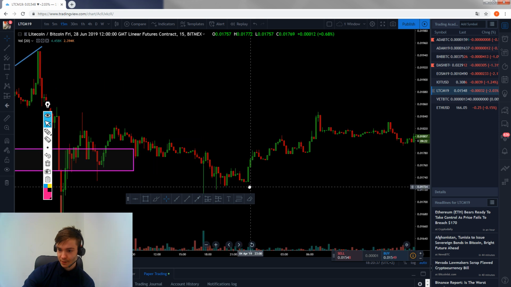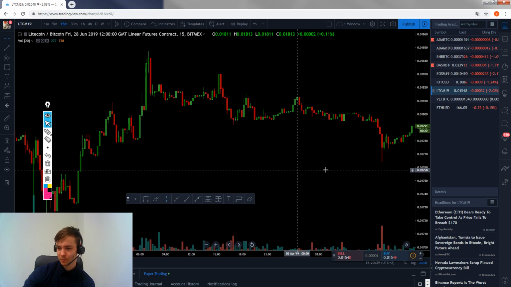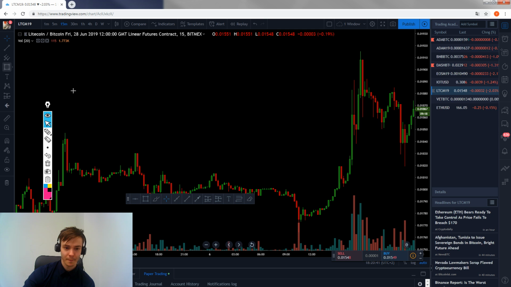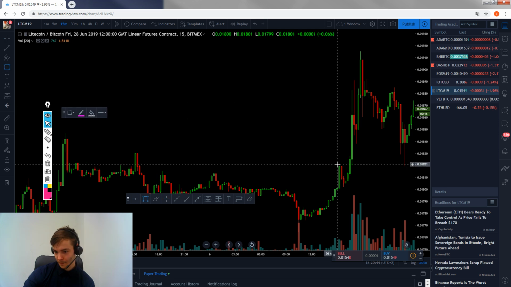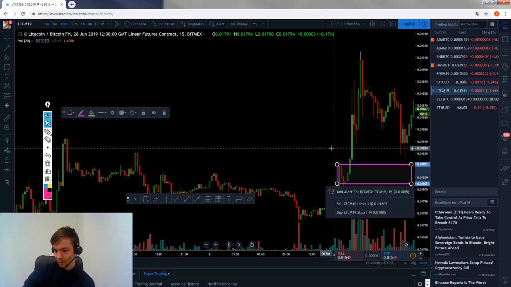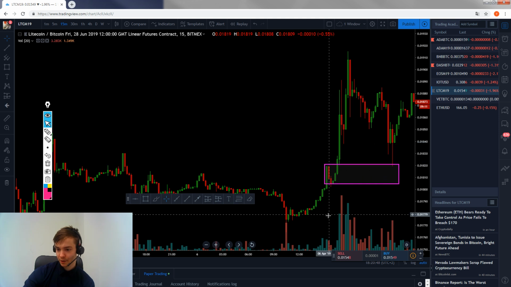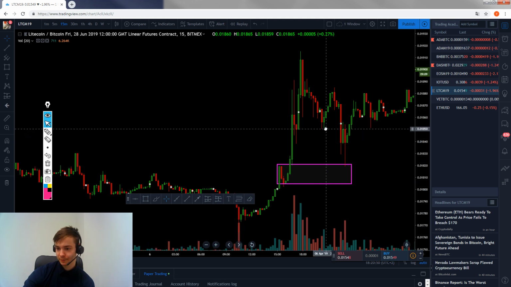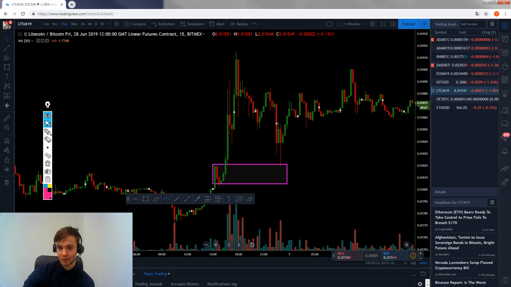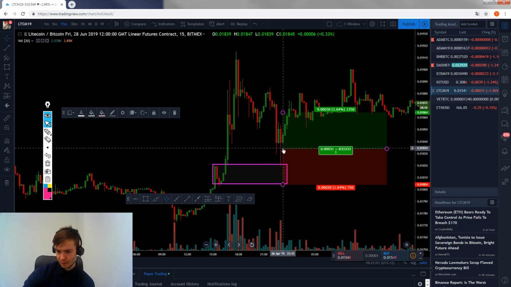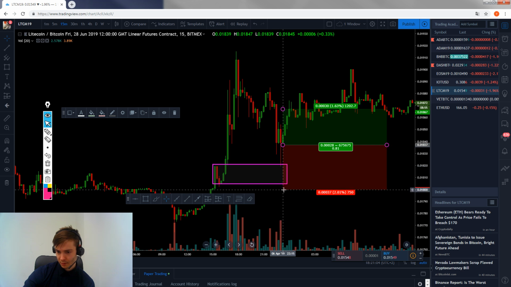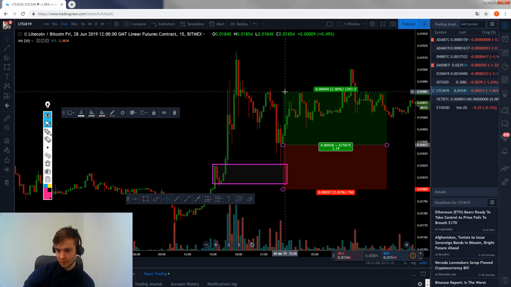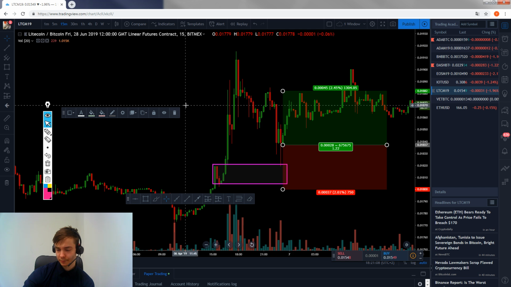Okay, let's go through another example. So we need to spot more impulsive movement. For example, here consolidation, reaction, nice volume, we go with the trend. Okay, we would have like risk reward ratio here. If we would open the position here, it would be at least one. Okay, nice.